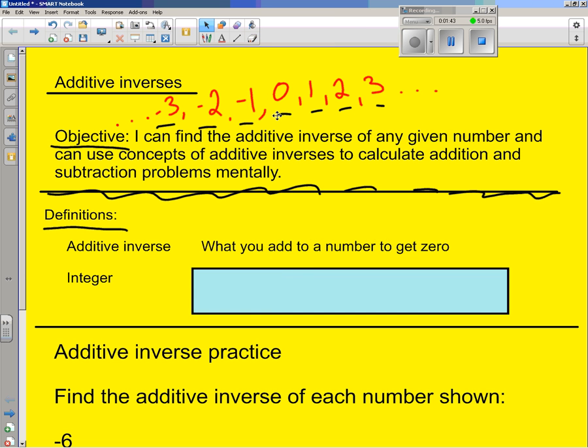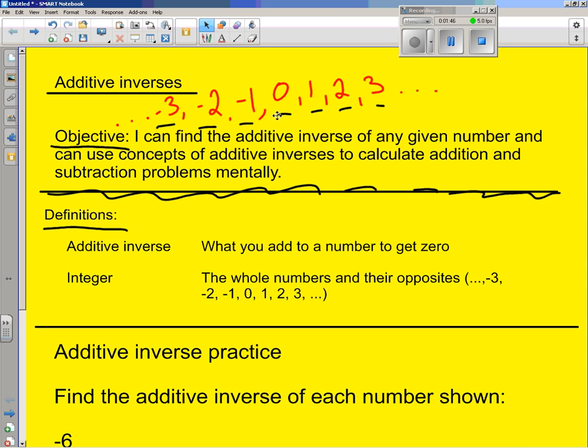The second definition we need to know about is integer. And I kind of talked about it at the start of this video. Integers are the whole numbers and their opposites. Please stay away from saying that integers are negatives. That is not necessarily true. All negatives are integers, but you also have the 0 and all of your positive numbers. So when I ask you on a test or a quiz or in class, what is an integer, don't say negatives. Say the whole numbers and their opposites.